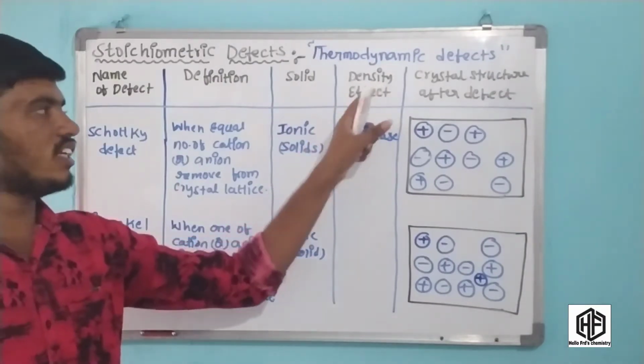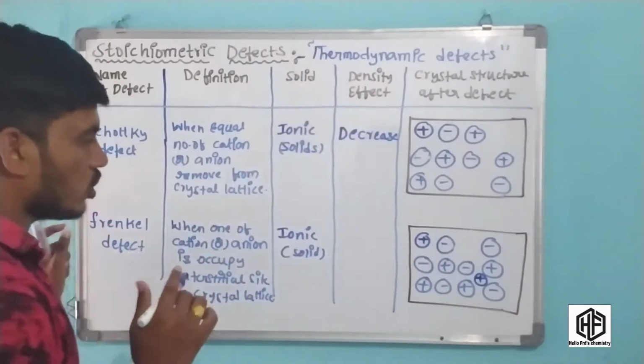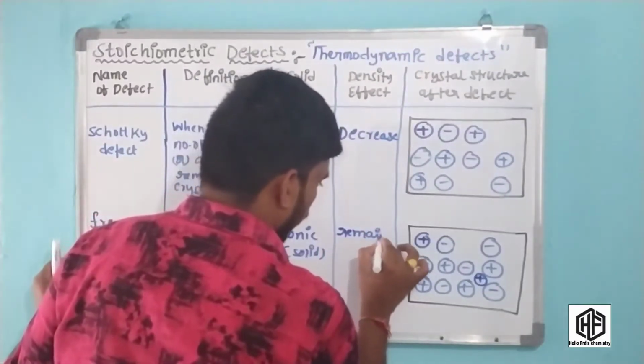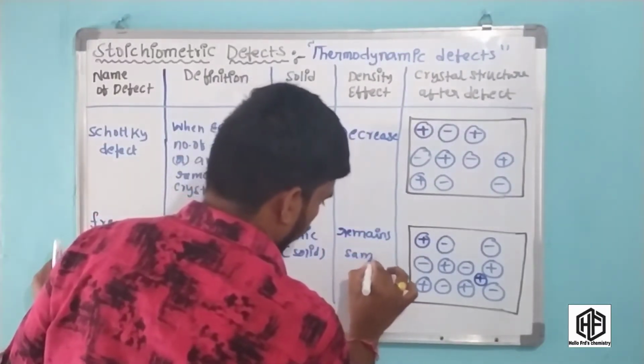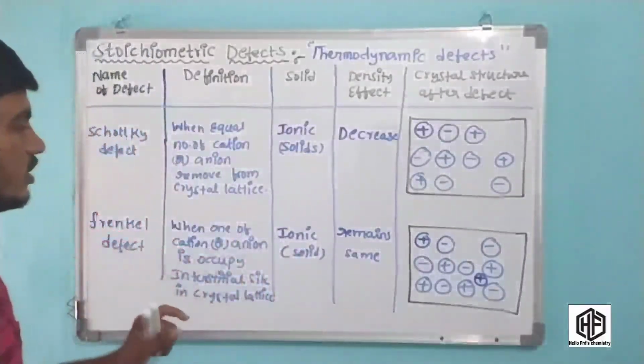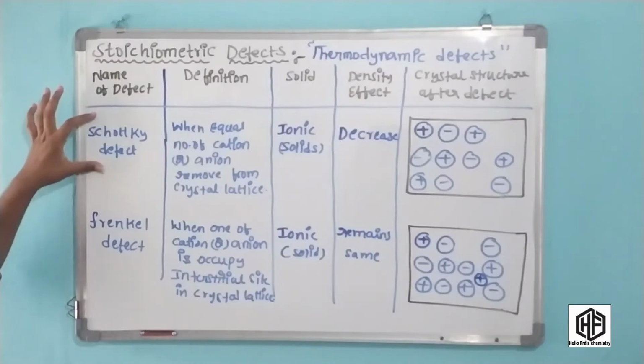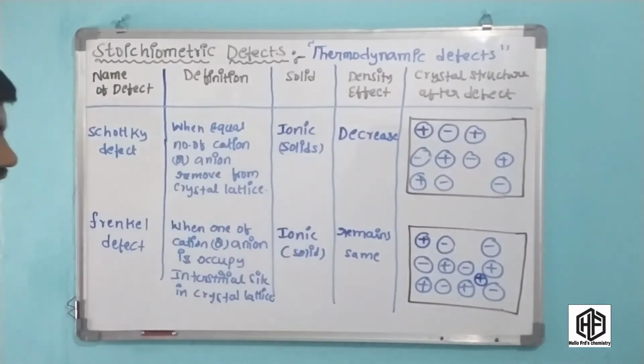Now, what about the density effect? Density effect is also the same. It means the density remains the same. Okay, friends, there is no change of the density in this Frenkel defect. Okay, friends, this is called Schottky defect and this is called Frenkel defect.